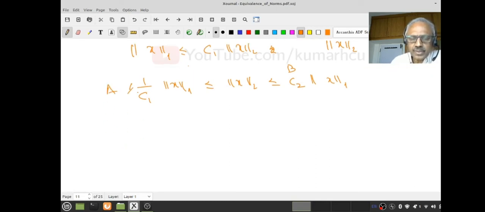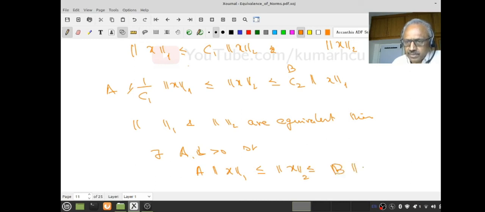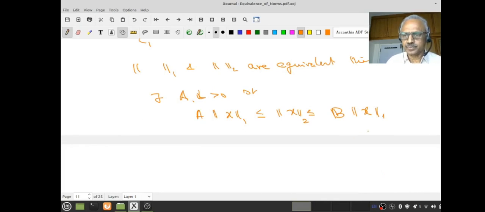Then what have you shown? If these two norms are equivalent, then there exist constants a and b positive, so that a times the first norm of x is less than or equal to the second norm of x, which is less than or equal to b times the first norm of x. This is what you have proved.